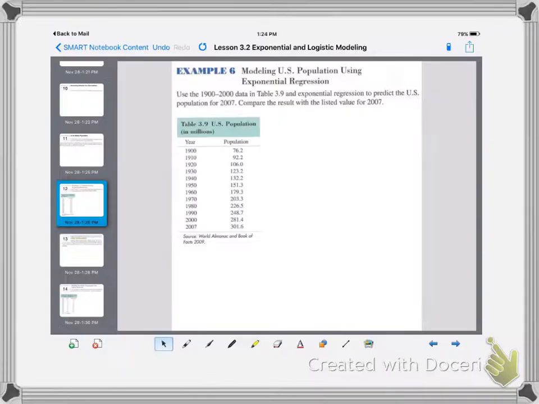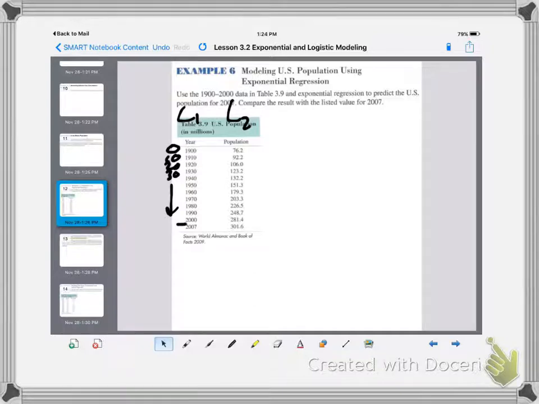Example 6. Use the 1900 to 2000 data in Table 3.9 in exponential regression to predict the U.S. population for 2007. Compare the result with the listed value for 2007. So here's your L1, here's your L2. Now, look at the years. For me, I would go 0, 10, 20, 30, and so on down the line.